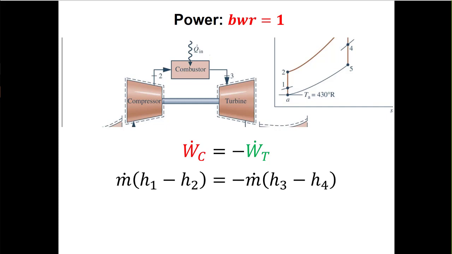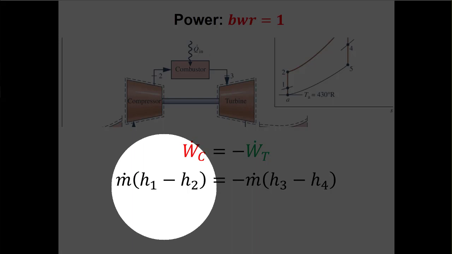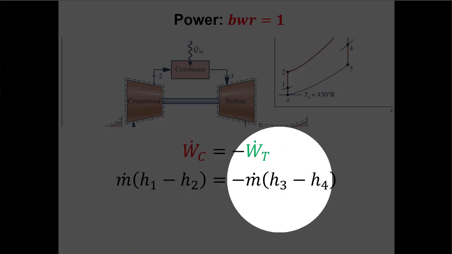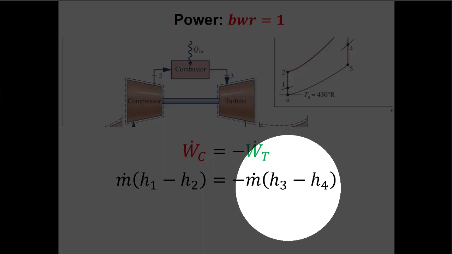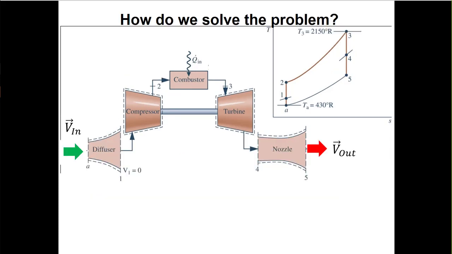Because this back work ratio is equal to 1, the compressor power, which is equal to m dot times h1 minus h2, is equal to the negative of the turbine power, which is m dot times h3 minus h4. I can cross out the mass flow rates, and I can get this expression. Probably, we're going to want to solve for h4 from this equation. So I'm going to say it again: the Brayton cycle at the center of a turbojet engine has a back work ratio of 1. That's important.